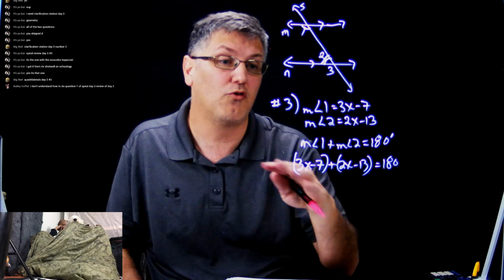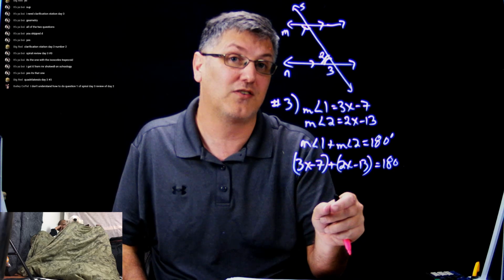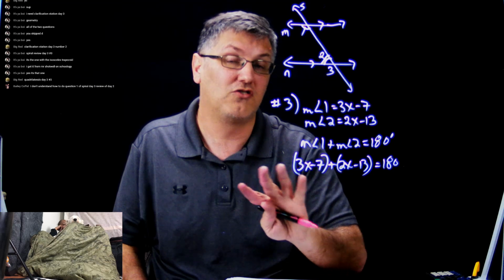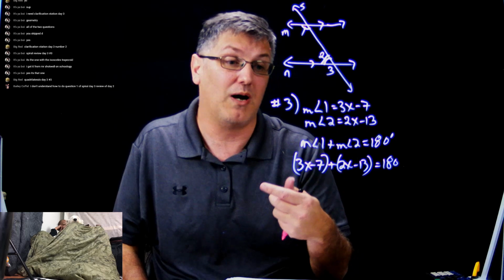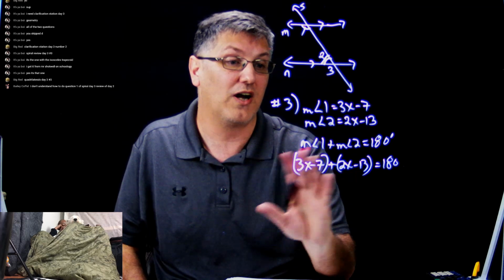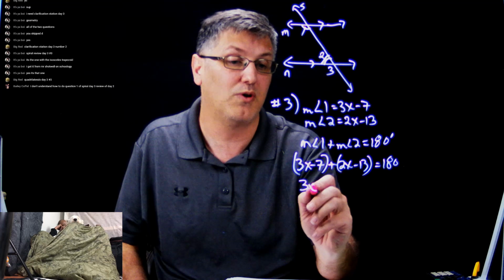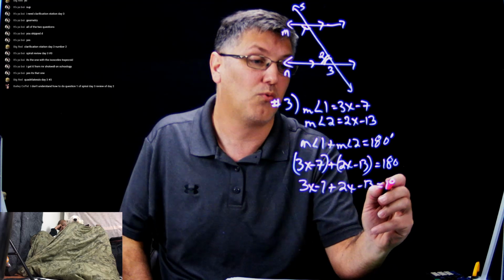So I have a habit of always putting parentheses around and then checking to make sure I'm not going to mess up any of my signs with a minus in front. That's just a habit I have to not drop signs, because everybody drops signs. It's part of math. Because this is a plus and this is positive here, I can just get rid of my parentheses now, and I have 3x minus 7 plus 2x minus 13 equals 180.